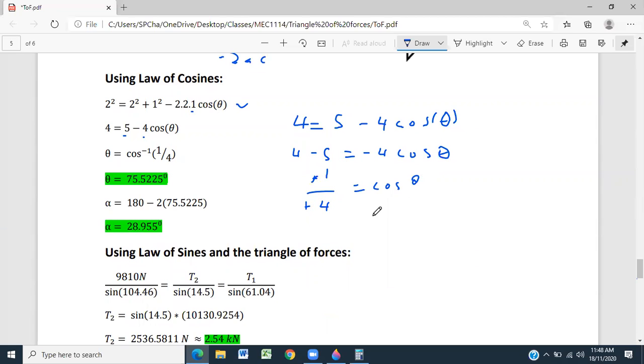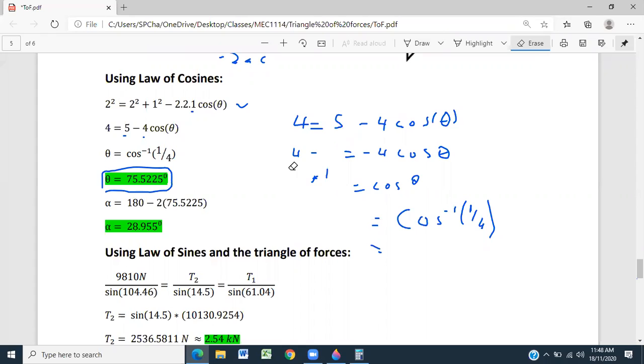So theta, we can say, is equal to the cosine inverse of a quarter, which is this thing here, right? And that is this magical number here. So plug it into a calculator, and the calculator outputs 75.5 degrees for theta. Good.